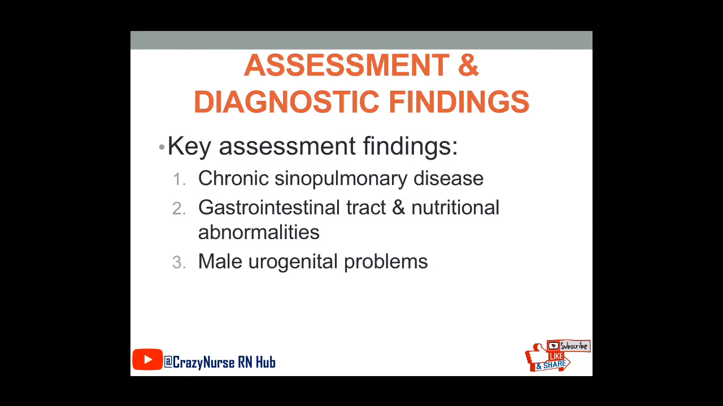Gastrointestinal tract and nutritional abnormalities include pancreatic insufficiency, meconium ileus, or distal intestinal obstruction syndrome, failure to thrive, or chronic malnutrition. Male urogenital problems as manifested by congenital bilateral absence of the vas deferens and obstructive azoospermia.